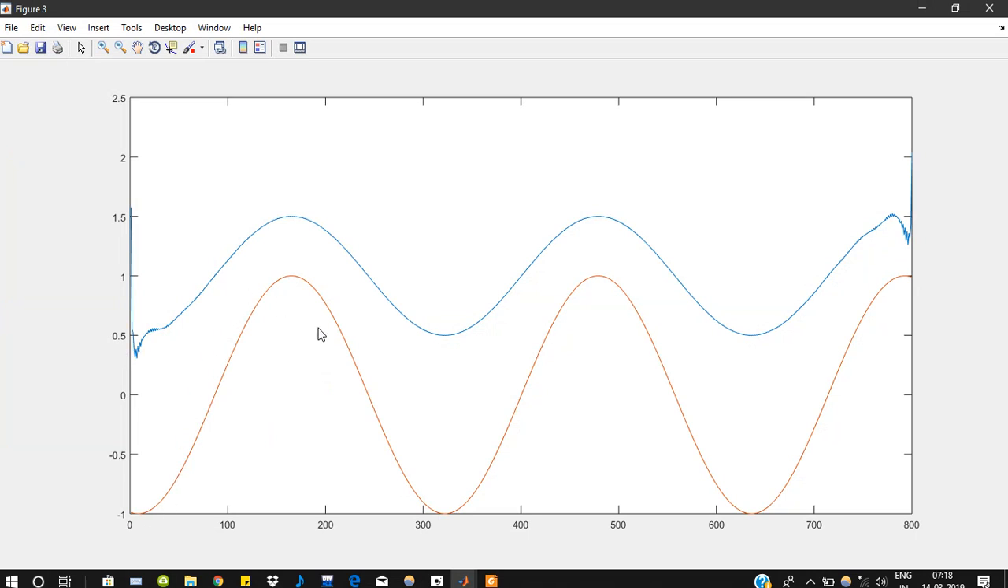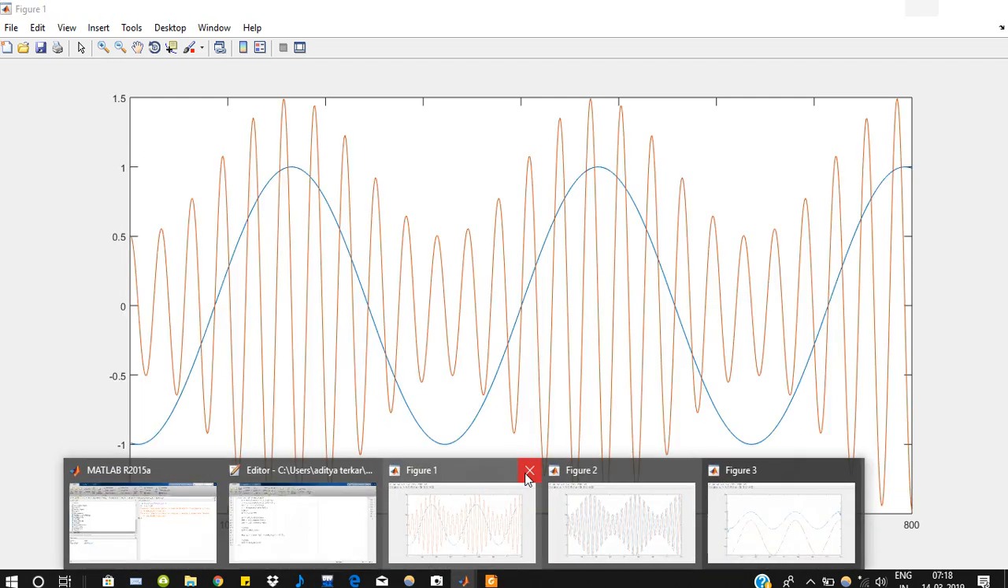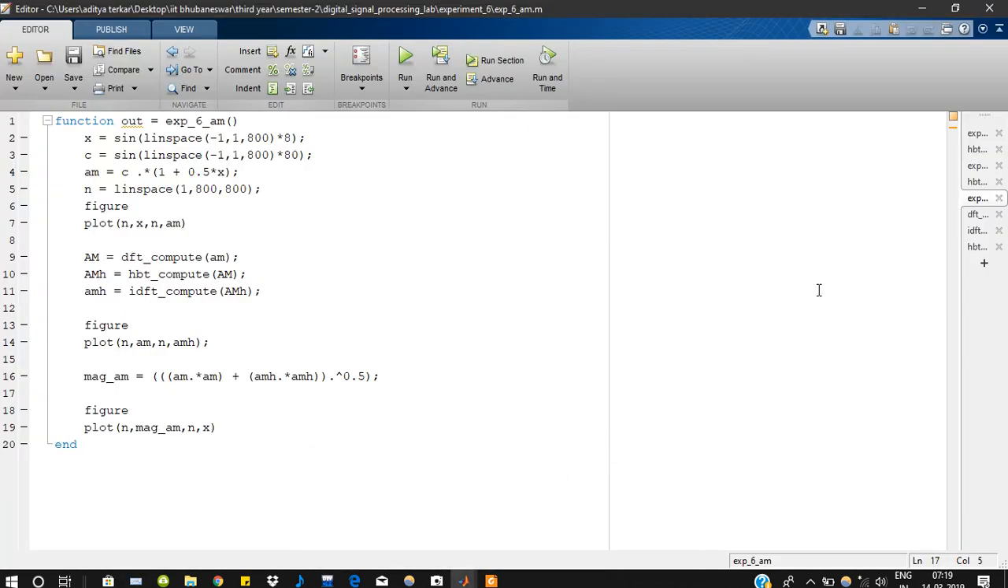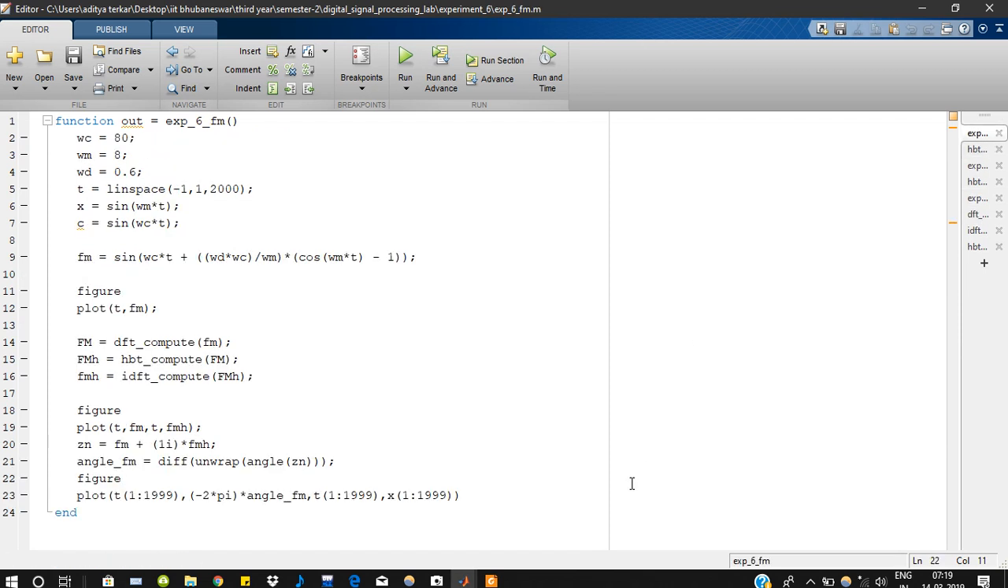My orange colored signal is my original message signal, while the blue colored signal is the one that I've computed from the Hilbert transform. As you can see, the blue one, which is an instantaneous amplitude, quite closely follows the original message signal except for a certain scaling factor. So this was the application of the Hilbert transform to see instantaneous amplitude and perform demodulation in the case of an amplitude modulated signal. Now let us see if we can do anything in frequency modulation.